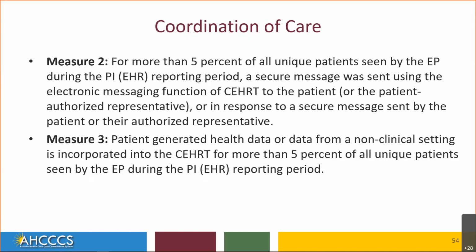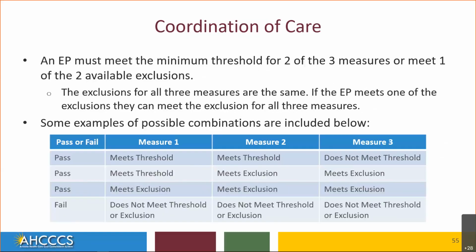Measure 2, for more than 5% of all unique patients seen by the EP during the reporting period, a secure message was sent using the electronic messaging function of CERT to the patient, or in response to a secure message sent by the patient or their authorized representative. Measure 3 is patient-generated health data or data from a non-clinical setting is incorporated into the CERT for more than 5% of all unique patients seen by the EP during the reporting period.